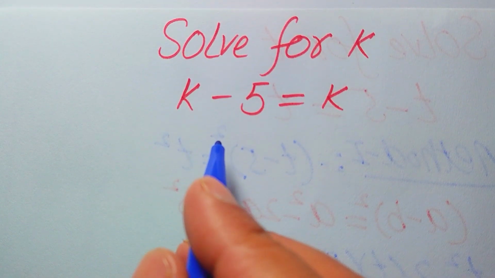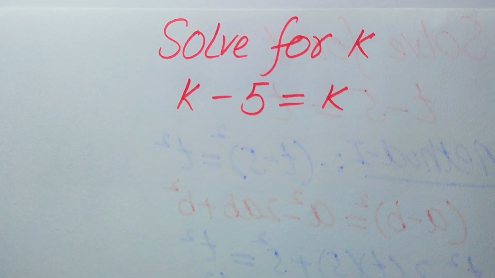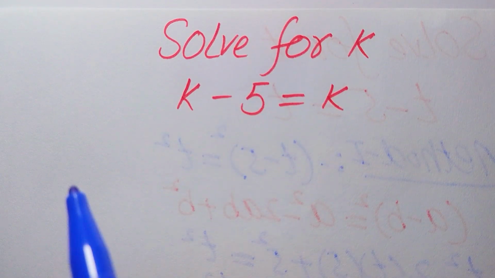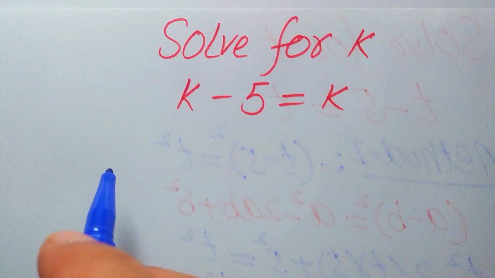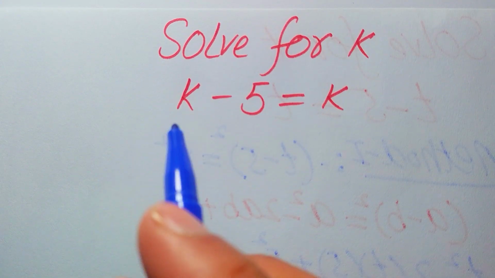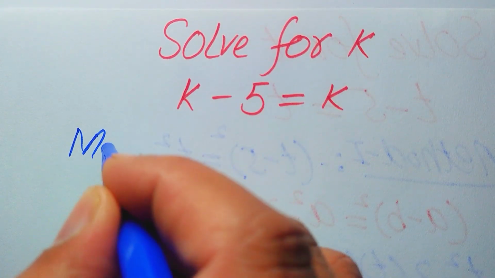So here we have √(k − 5) = k, and we solve this problem for all the values of k. First we need to find all the roots of this equation, and at the last we will verify which of the roots are solutions and which of the roots are extraneous roots. Further, we solve this problem with two methods.